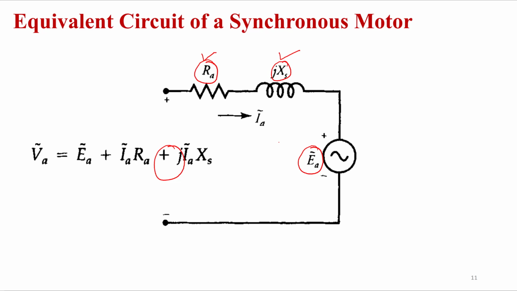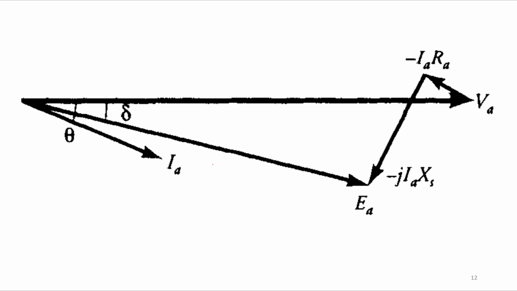Okay. Now the voltage equation, if you write, it is just the opposite of the synchronous generator. VA will be equal to EA plus IA RA plus j IA XS, right? And from this I can find the expression for IA, that is (VA minus EA) divided by (RA plus jXS). Okay. Now this is exactly the opposite manner.